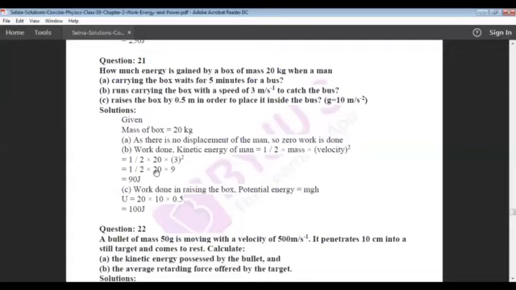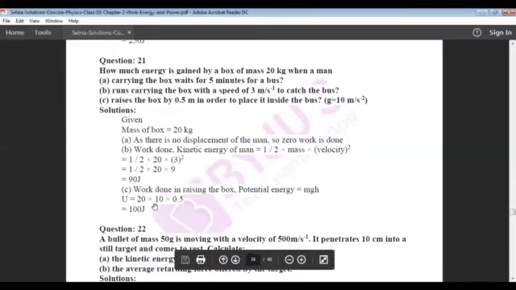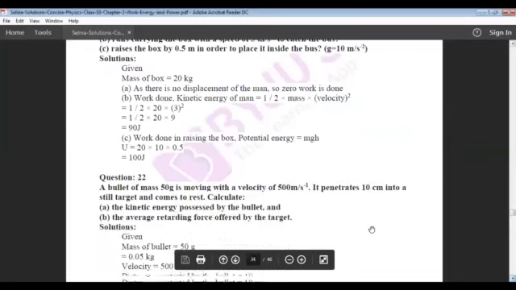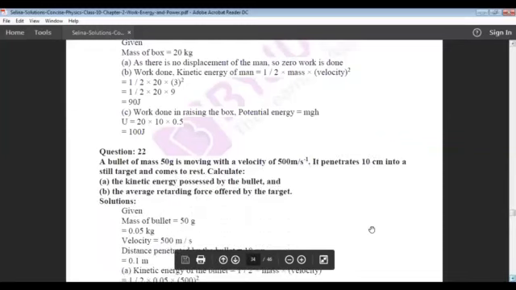Third one, to raise the box by 0.5 meter in order to place it inside the bus. So he is raising the box. It means it is potential energy. Work done is nothing but the potential energy, that will be equal to mgh. So mass is 20 kg into acceleration due to gravity is 10 meter per second square into height is how much? 0.5 meter. So the work done in raising the box is 100 joules.